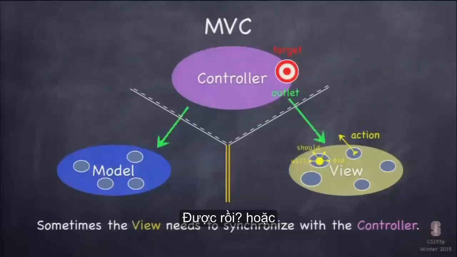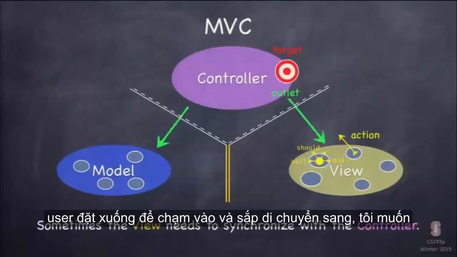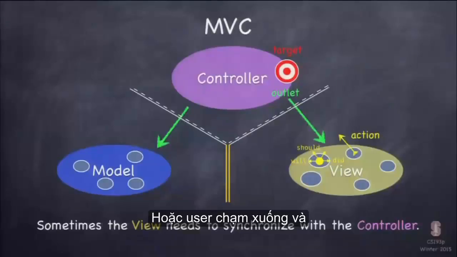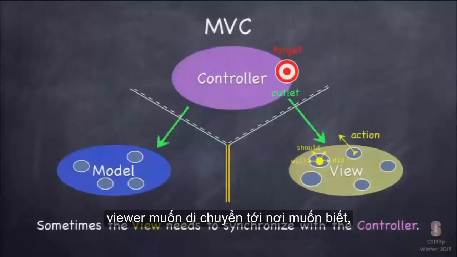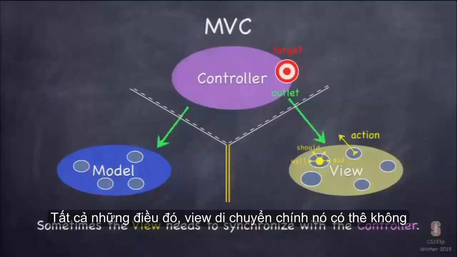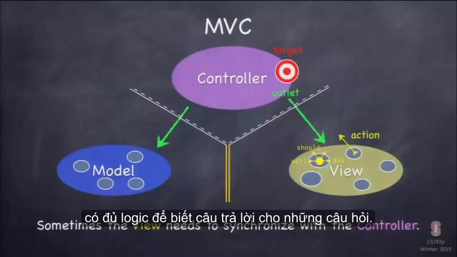Or the user puts down the touch and is about to scroll, I want to let the controller know the user will be scrolling. Or the user puts the touch down and the scroll view wants to know, should I allow the user to scroll here? Is that allowed? All those things, the scroll view itself might not have enough logic to know the answer to those questions.